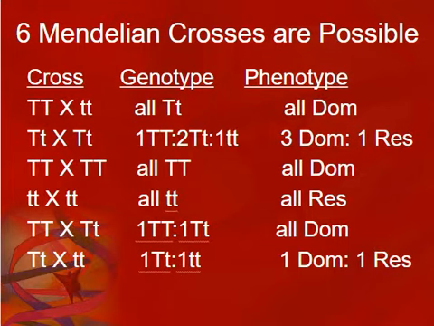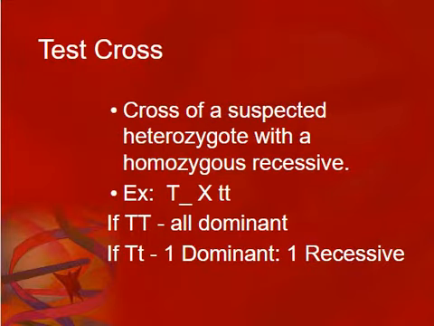So test cross is a big vocab term that tons of people missed last year. A test cross is going to be a heterozygote, if you think it's a heterozygote. You're trying to determine what is that second allele of your suspected heterozygote. Well, the best way to figure that out is to cross it with a homozygous recessive, because you know this parent is going to give you a little t. So if all of your offspring have the dominant phenotype, then you know this second allele has to be a big T.